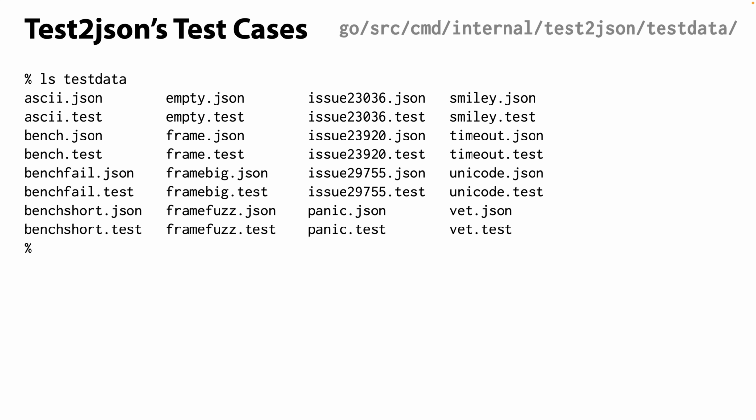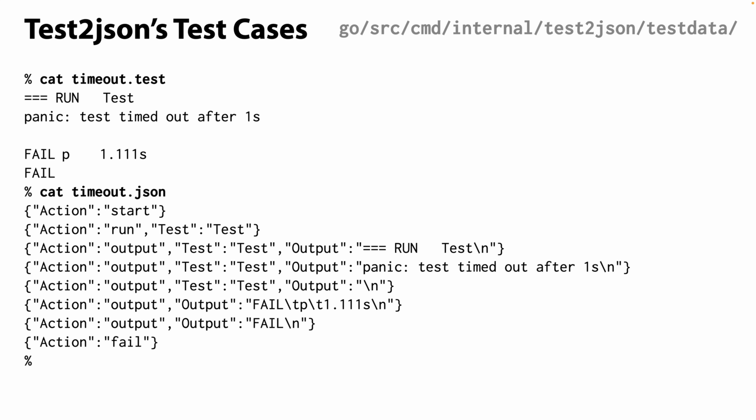Another way to store test cases in files is to have pairs of files, one for input and one for output. To implement go test -json, there's a program called test2json that reads test output and converts it to JSON output. The test data is pairs of files, test output and JSON output. Here's the shortest file. The test output is at the top, and that's the input to test2json, and that should produce the JSON output at the bottom.